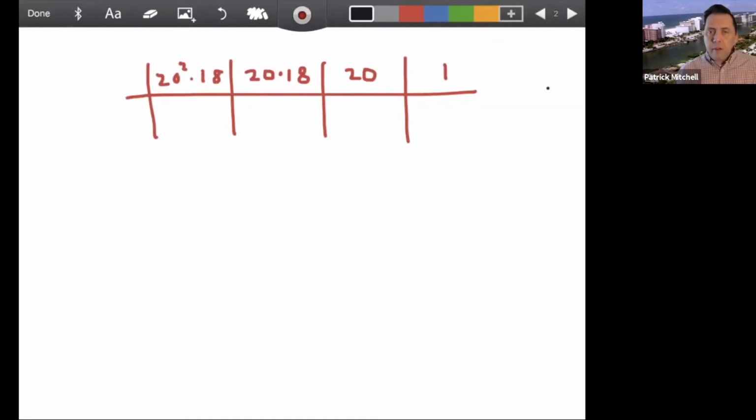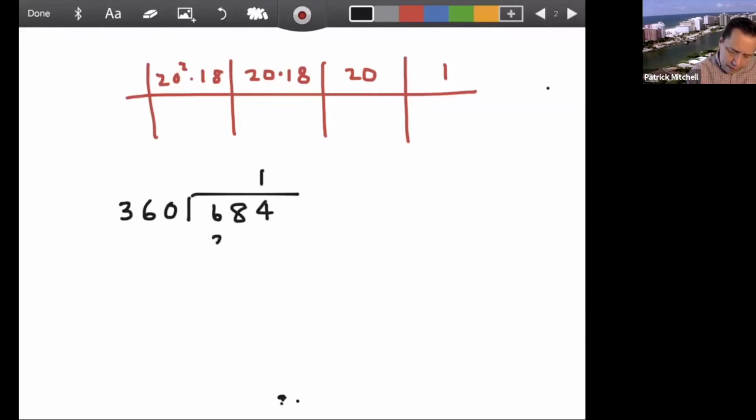All right. So the first number was 684. So I look over my place values and I ask what is the largest one of them that will divide into 684, and it's 20 times 18. So I ask how many times does 360 go into 684? The answer is 1 time, with 324 left over. So I'm going to put a 1 here.